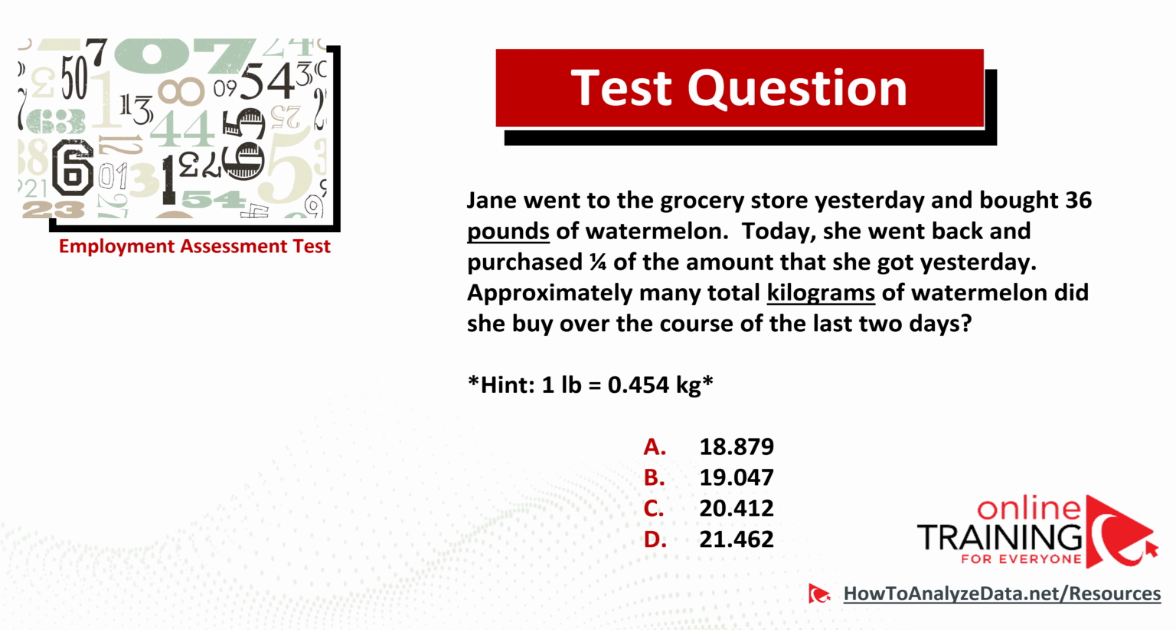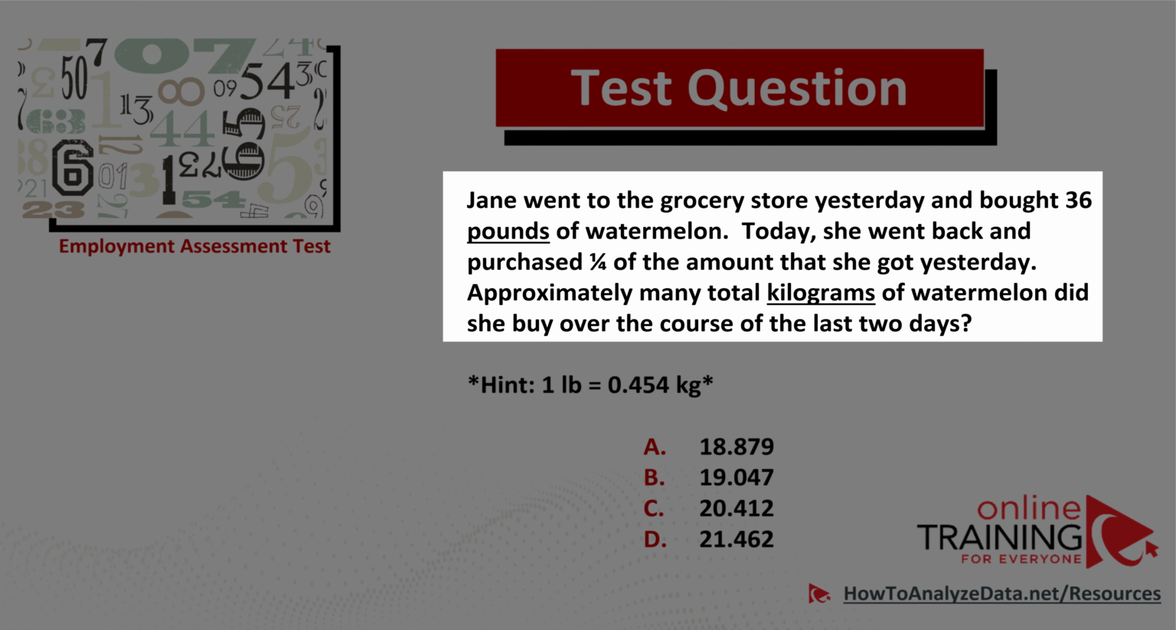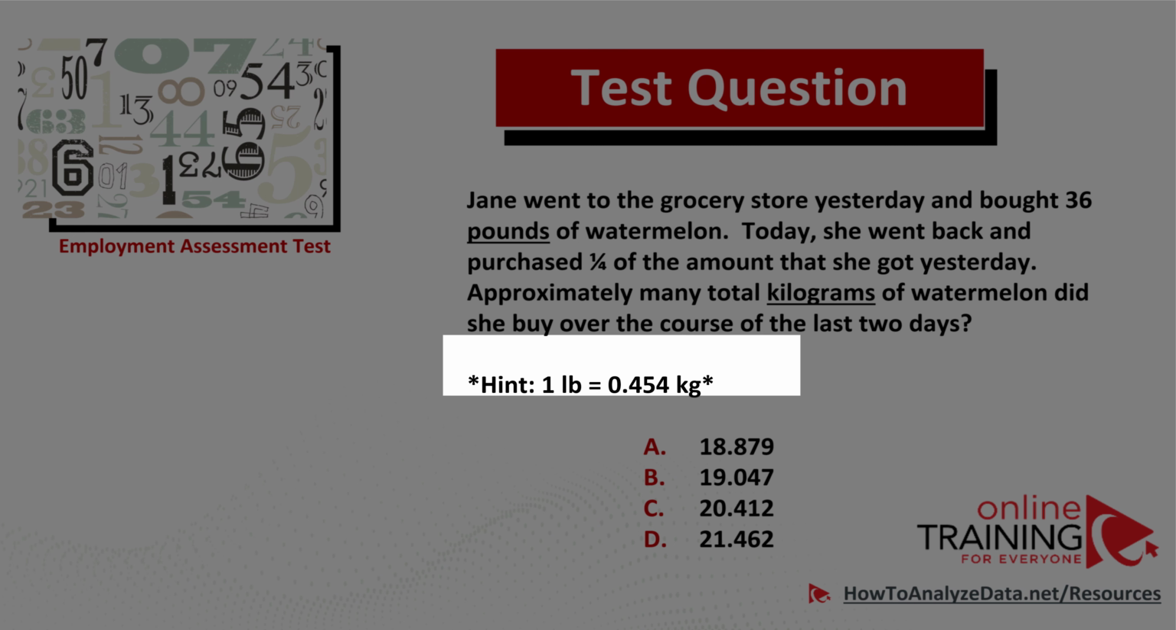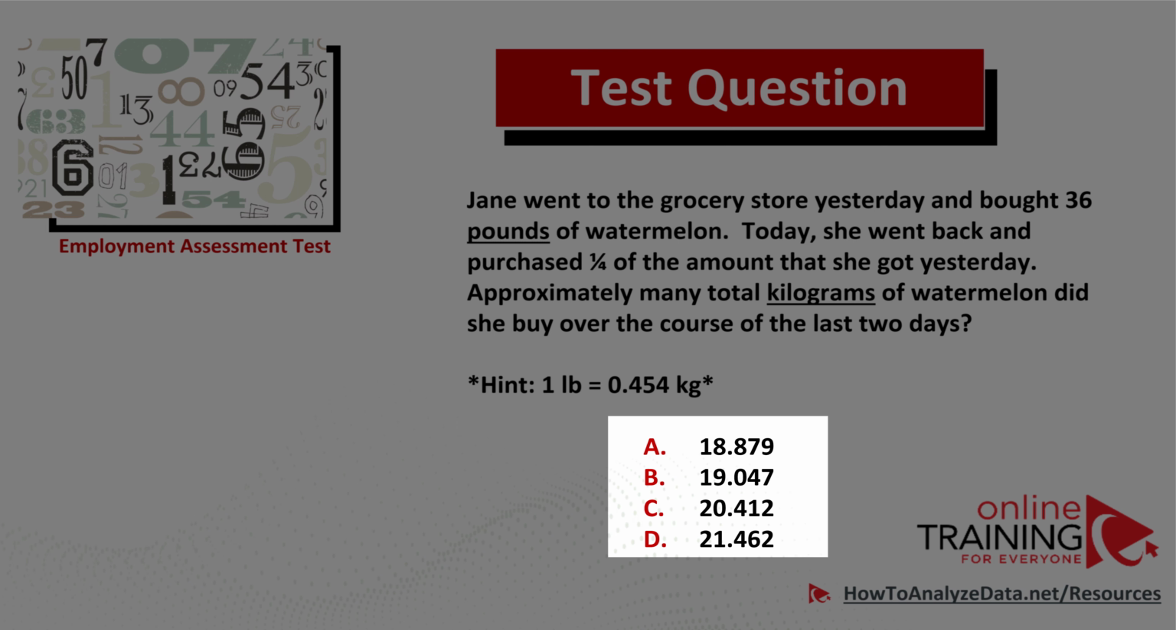Let's look at an interesting employment assessment test question, which validates your knowledge of data conversion, business math, and numerical reasoning. Jane went to the grocery store yesterday and bought 36 pounds of watermelon. Today she went back and purchased 1/4 of the amount that she got yesterday. Approximately, how many total kilograms of watermelon did she buy over the course of the last 2 days? There is a hint here. 1 pound equals 0.454 kilograms. And you have 4 different choices.